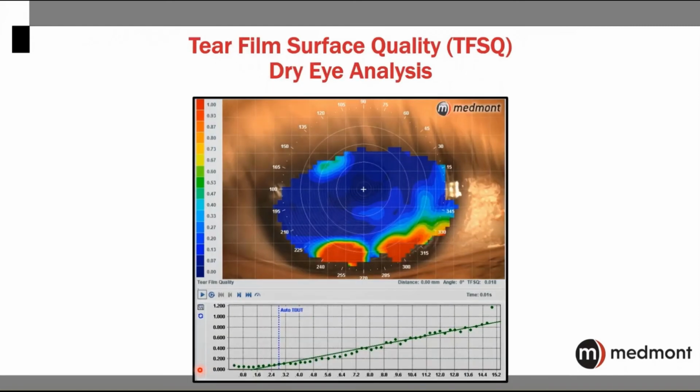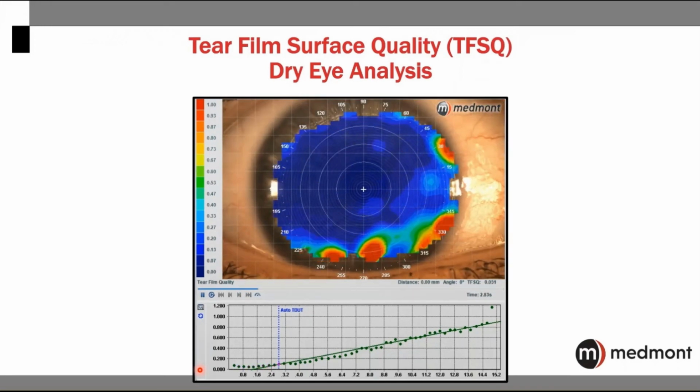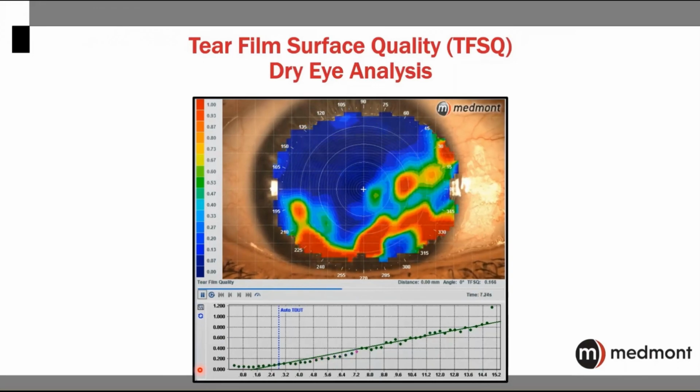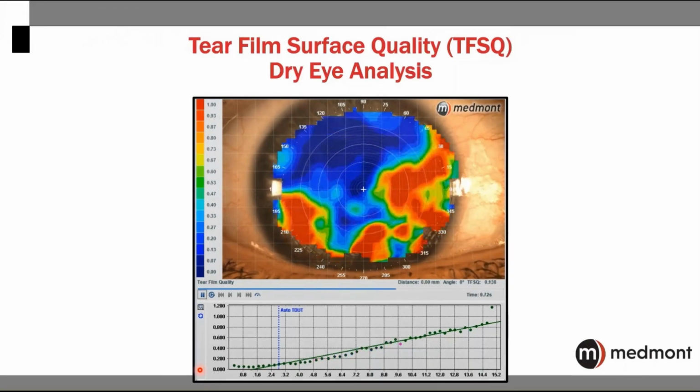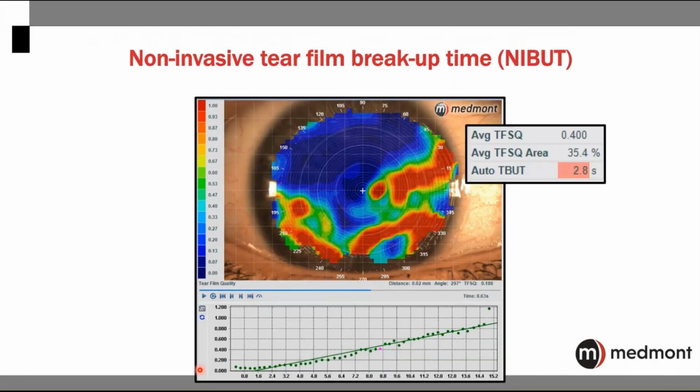A unique benefit of reflection-based topography is its ability to assess the tear film on the corneal surface and to give us an understanding of the tear film quality as well as the tear film breakup time. So in a non-invasive manner, our corneal topographer can give us an understanding of the point when we have tear film breakup.